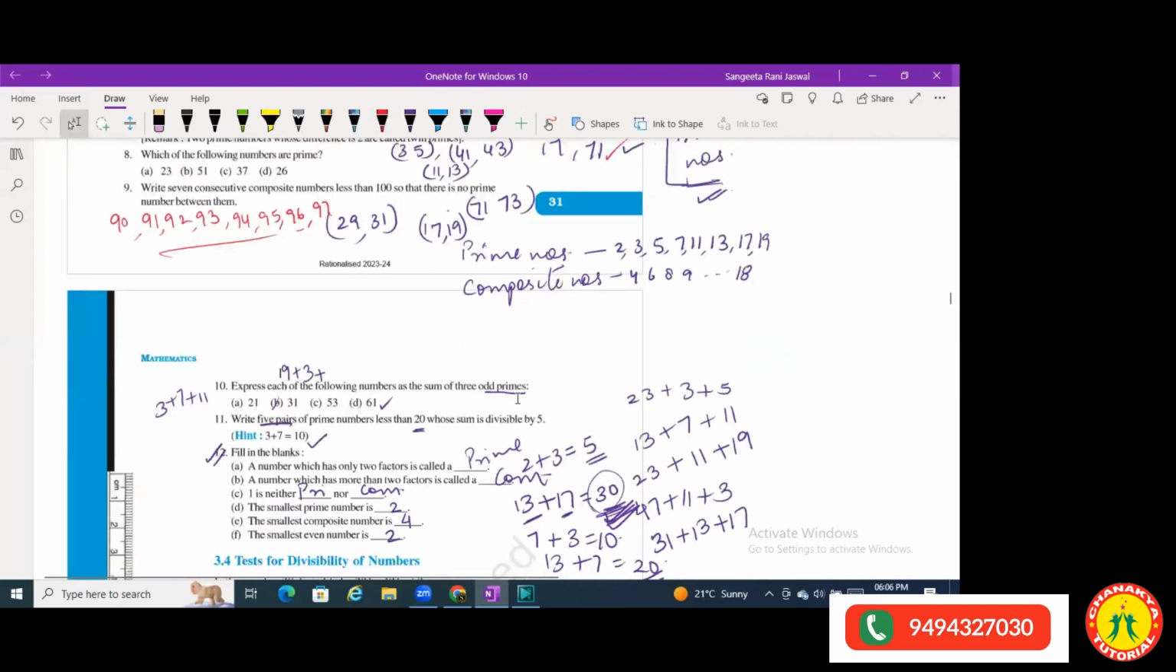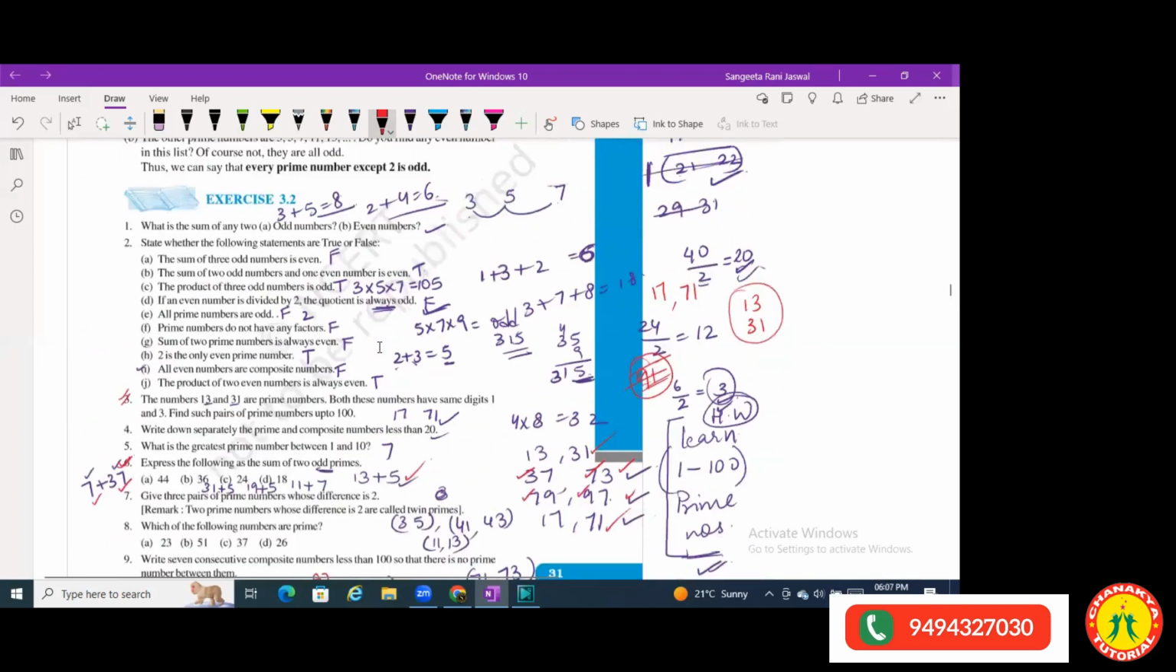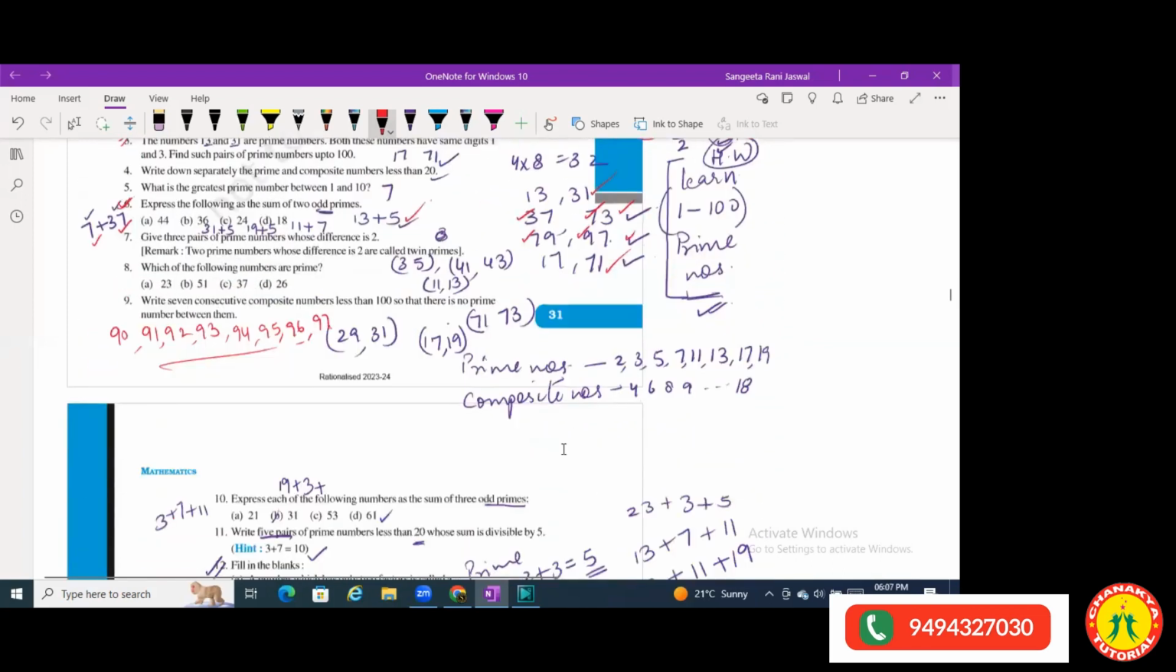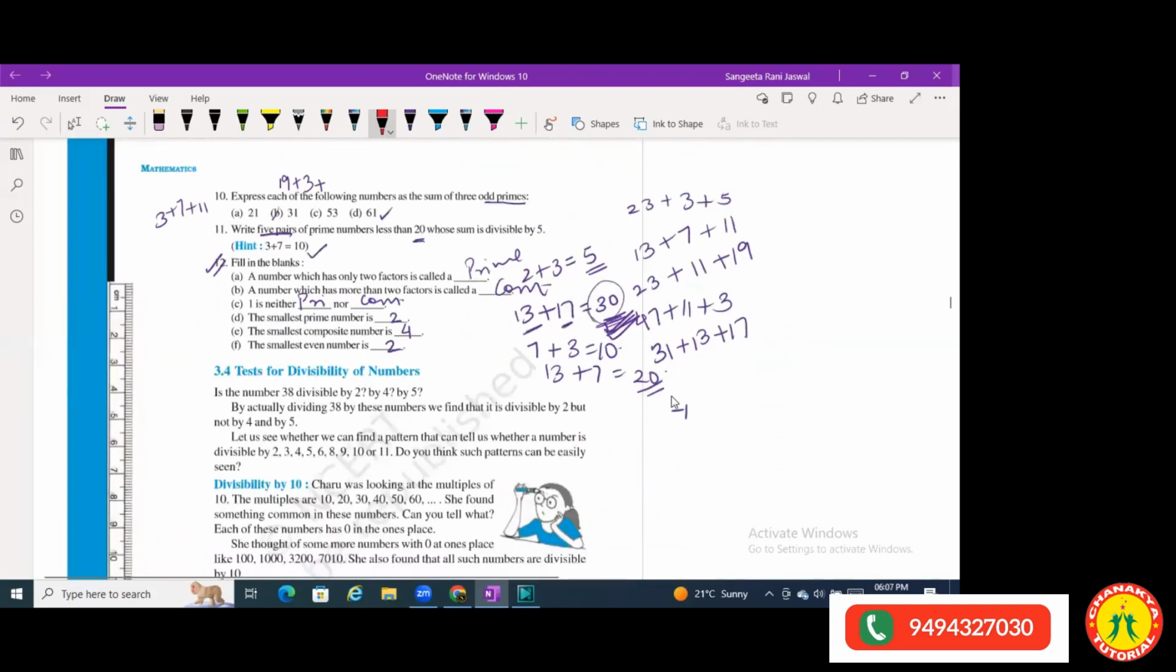Now, see question number 10. Express each of the following numbers as a sum of 3 odd primes. Here we were doing with 2 odd primes in the other question, now we have to do with 3 odd primes. Now 21 can be written as 3 plus 7 plus 11. 3 plus 7 is 10, 10 plus 11 is 21. So this is one combination of 3 odd prime numbers.